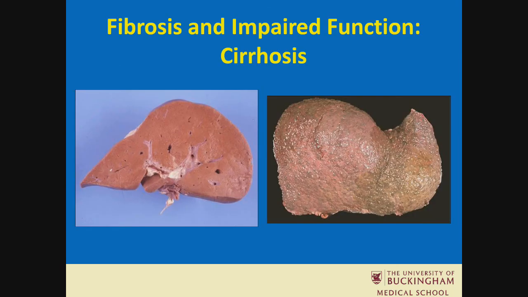This is the normal liver. It is smooth, dark brown. Then this is the cirrhotic liver. It is studded with nodules, that is cirrhosis.